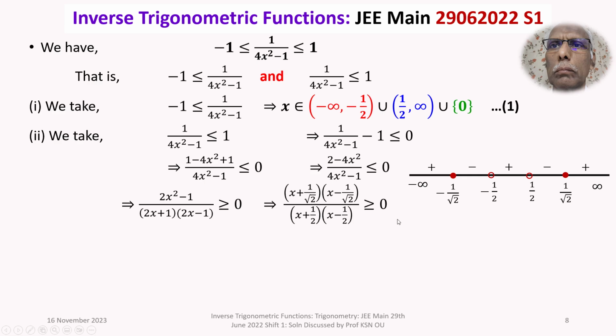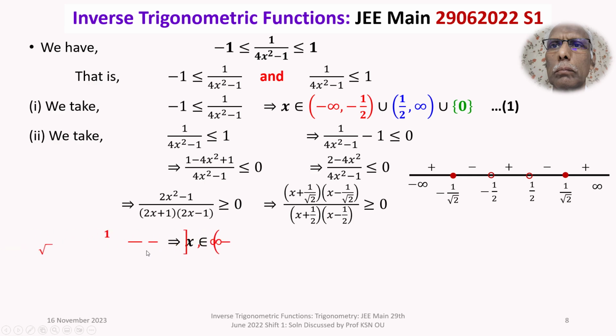Agreed. Therefore, this will imply x belongs to minus infinity to minus 1 by root 2, and leave this one. And this is the open interval minus 1 by 2 to plus 1 by 2. So in this minus infinity to minus 1 by root 2, it is semi-closed, at minus 1 by root 2 end. And this you have to include, the open interval minus 1 by 2 to plus 1 by 2, leave this, and this is 1 by root 2 to infinity, closed at 1 by root 2 end.